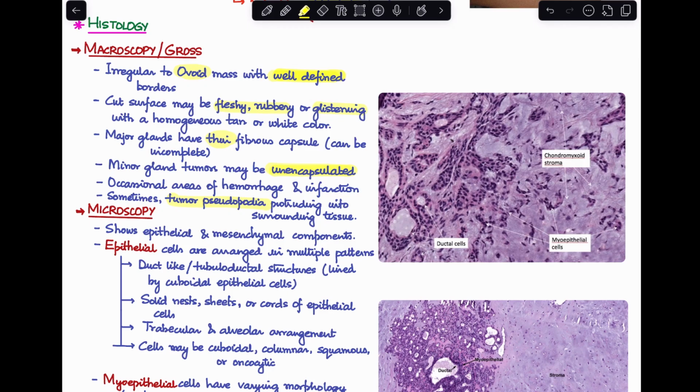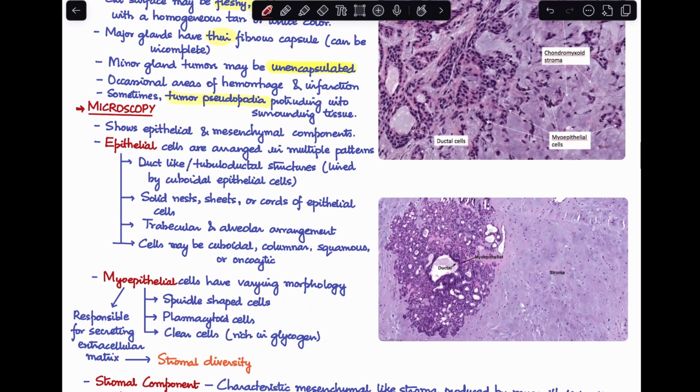Tumor pseudopodia are basically projections of tumor going into the normal tissue. This is the reason why there is a high chance of recurrence in pleomorphic adenoma, because sometimes these pseudopods can be left behind in the normal tissue and you may not suspect it, but 10 years later the patient comes to you with a recurrence. So that's about the gross macroscopical features. Now let's look at the microscopical features.